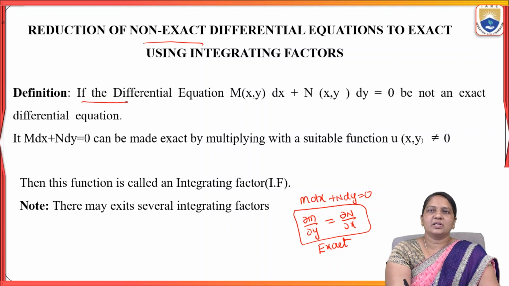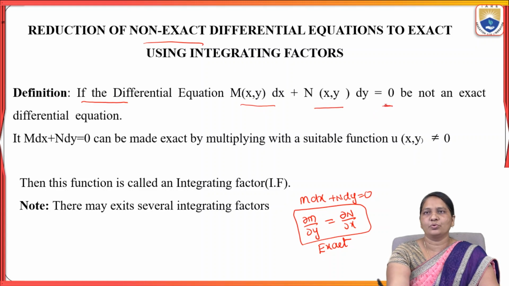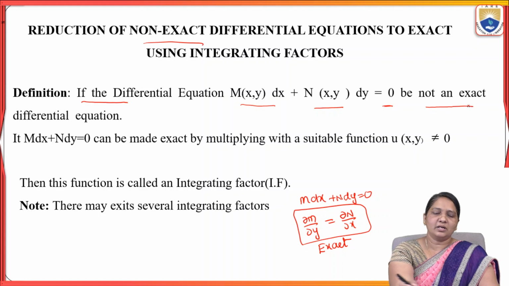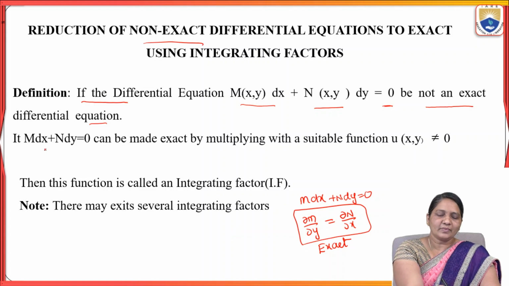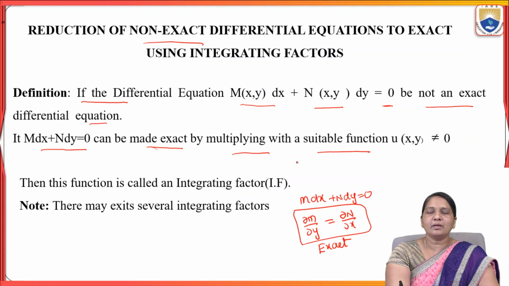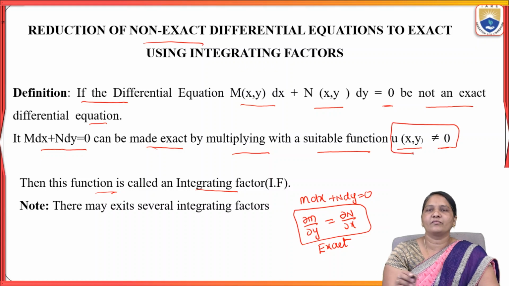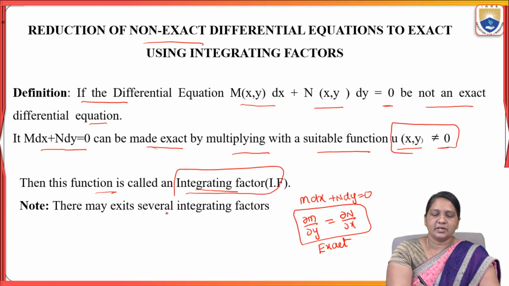Suppose the differential equation M dx plus N dy equal to 0 is not an exact differential equation. When is it not exact? If M dx plus N dy equal to 0 can be made exact by multiplying with a suitable function u(x, y) not equal to 0, then this function is called an integrating factor. So here we are going to multiply with some function, and that function is called the integrating factor.